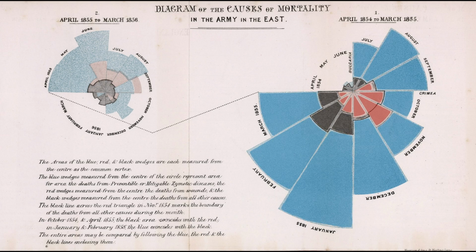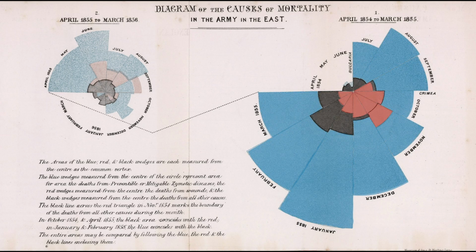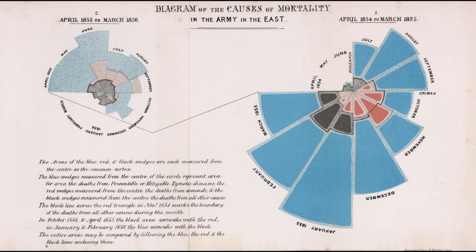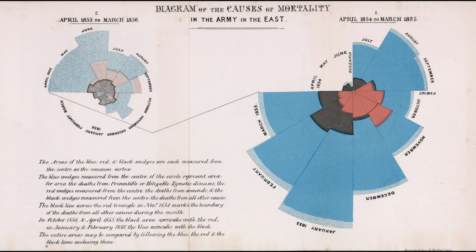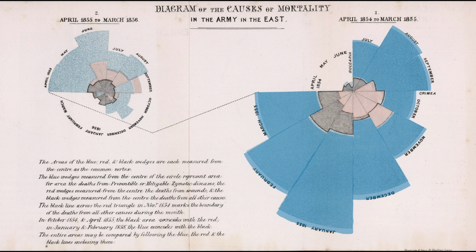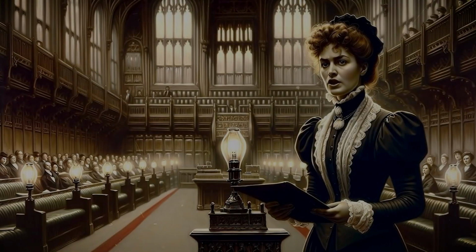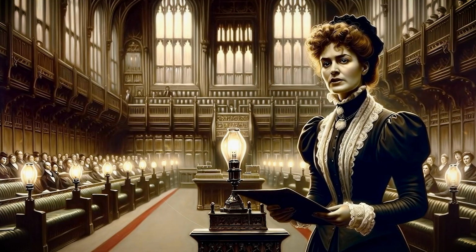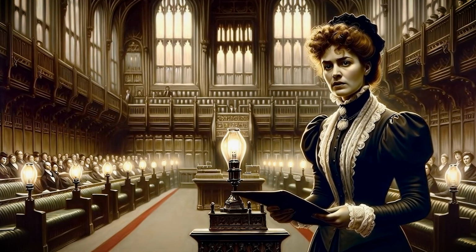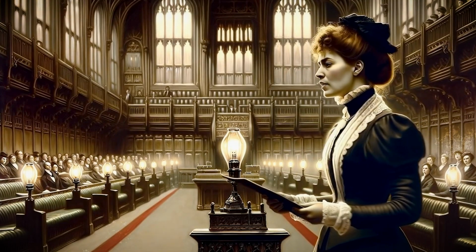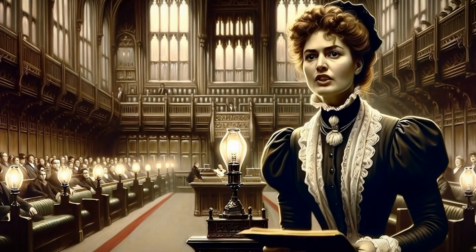At first glance, the chart looks almost like a flower. But the shocking truth was in the size of the blue wedges. They dwarfed the others, showing that disease, not combat, was the true killer. When Florence presented this diagram to Parliament in 1858, it was impossible to ignore. In one glance, leaders could see that poor sanitation had killed thousands.